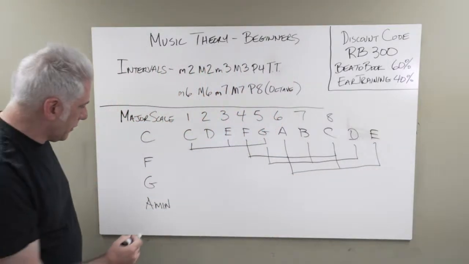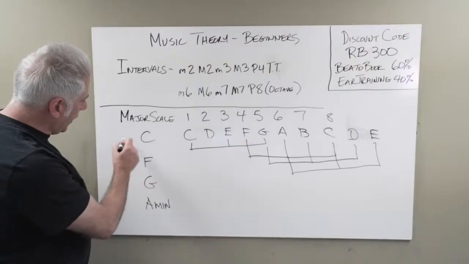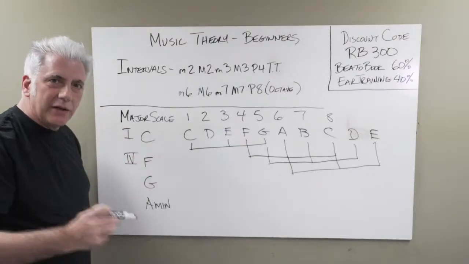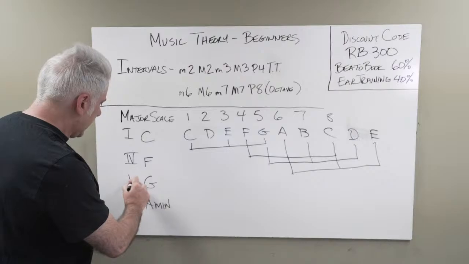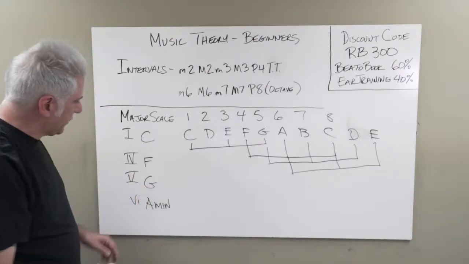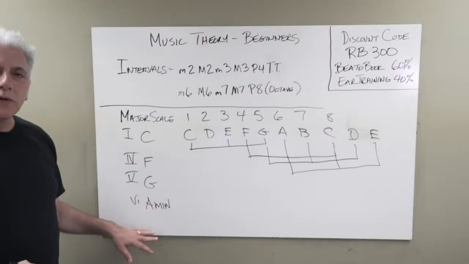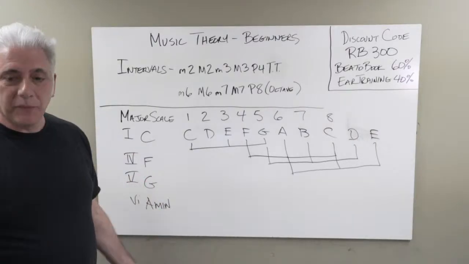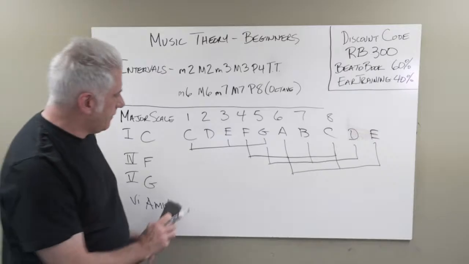Those are 3-note chords. So this is the 1 chord, use a capital Roman numeral. The 4 chord, use a capital Roman numeral. Anytime you have a major chord, capital Roman numeral. And a minor chord, you use a lowercase Roman numeral. So these are the main chords that you would have in most pop songs. 1, 4, 5, 6, right?